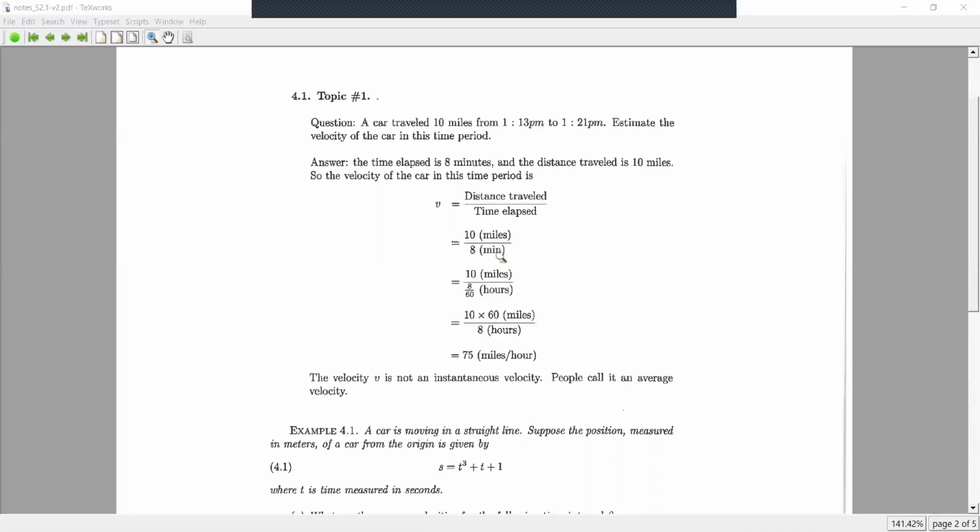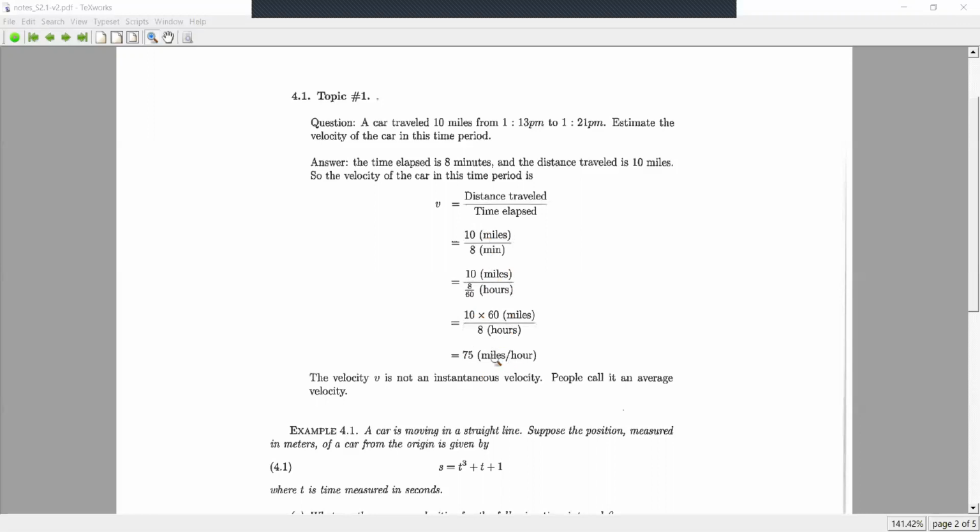Miles per minute is not a standard unit for a car. The standard unit for a car is miles per hour. So let me translate these units into miles per hour. 8 minutes is 8 over 60 hours. Now I bring 60 to the top to get this equation. Then by calculator, I get 70 miles per hour.